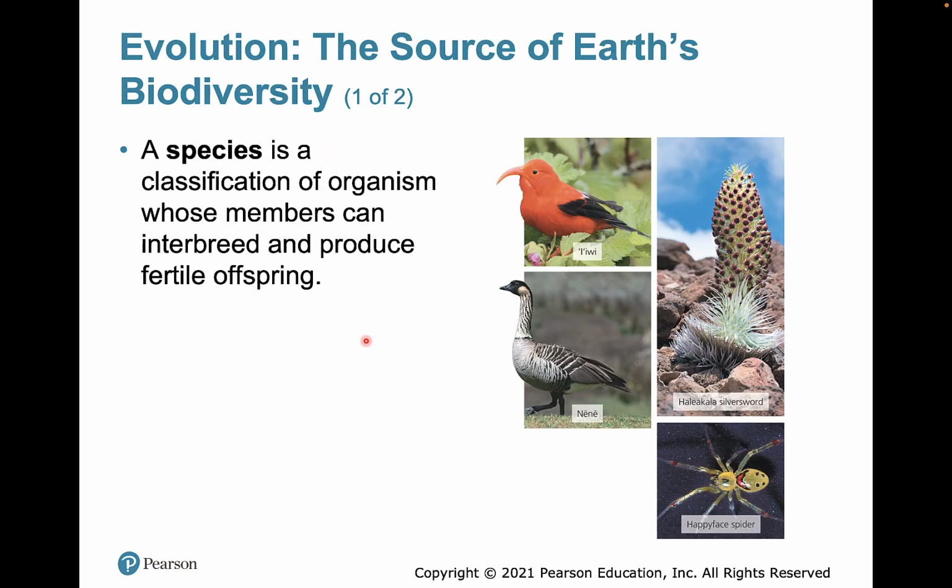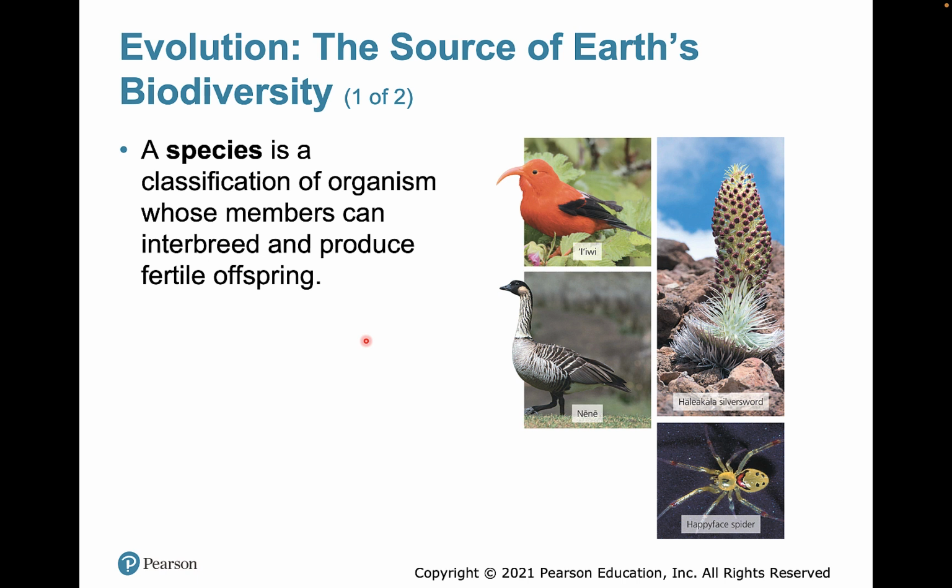So let's set a foundation. You need to know what a species is. A species is an organism whose members can interbreed and produce fertile offspring, so that the offspring that they produce then can produce more offspring.